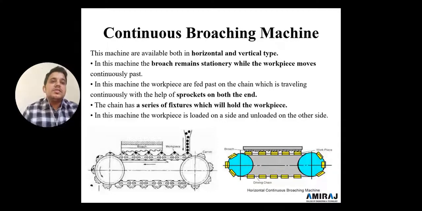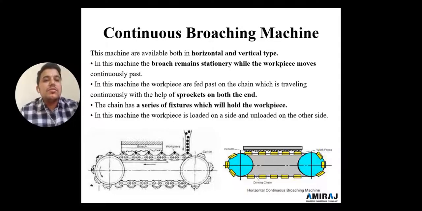In this machine, the workpieces are fed and passed onto the chain, which travels continuously with the help of a sprocket at both ends. The chain has a series of fixtures which hold the workpiece. So this is the continuous broaching machine, which is used for continuous production purposes.